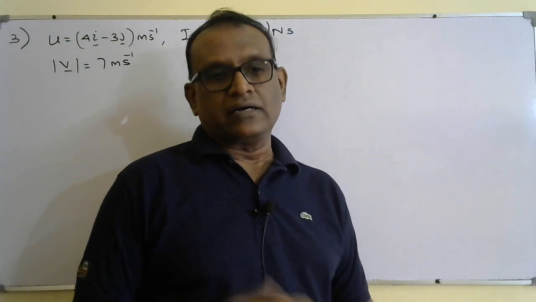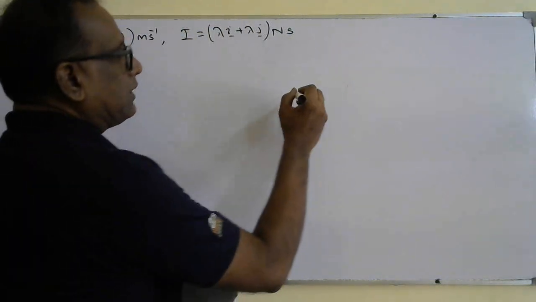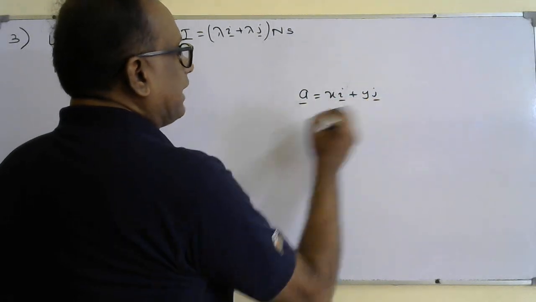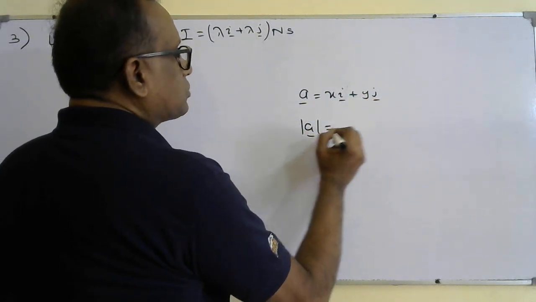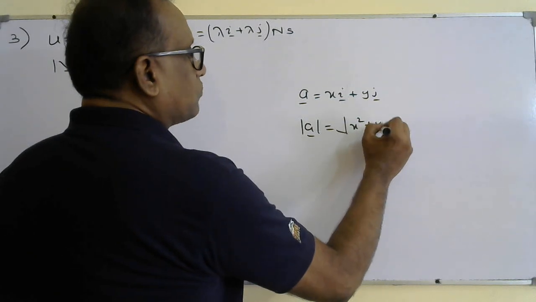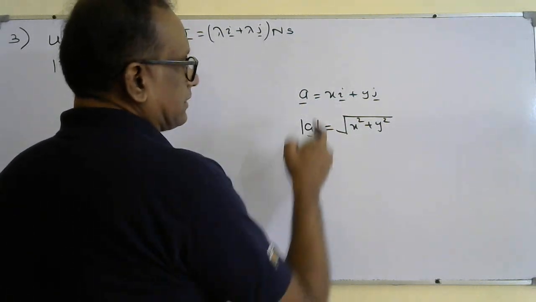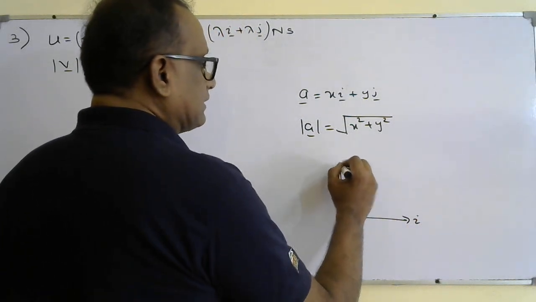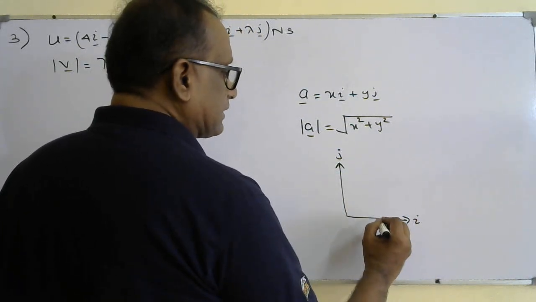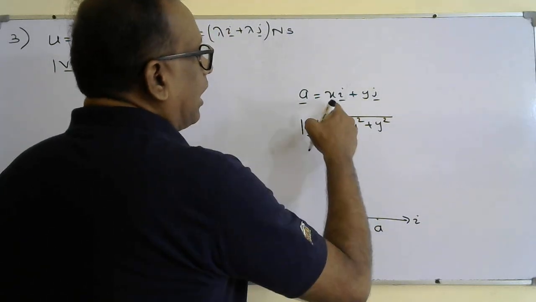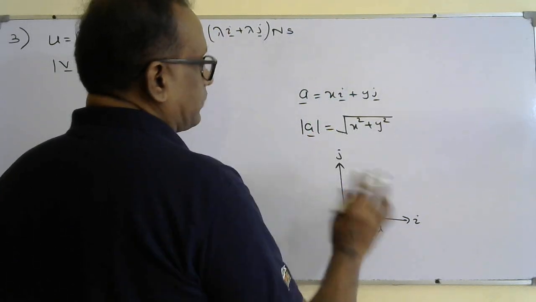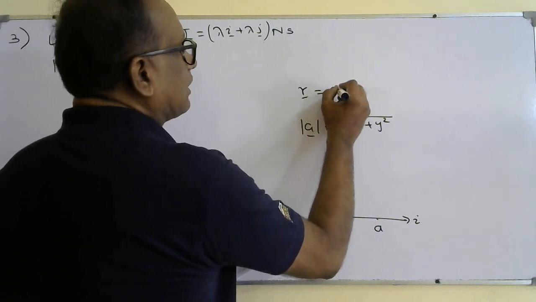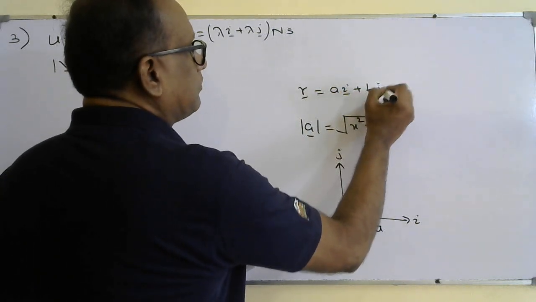Okay, you know that if you know a vector, for example, A is equal to xi plus yj, its modulus is given by the square root of x squared plus y squared. xi plus yj means in Cartesian coordinates, this is the i unit vector, this is the j unit vector. In the i direction, the unit is a. So A is equal to xi plus yj. Or we can say vector r is equal to ai plus bj.